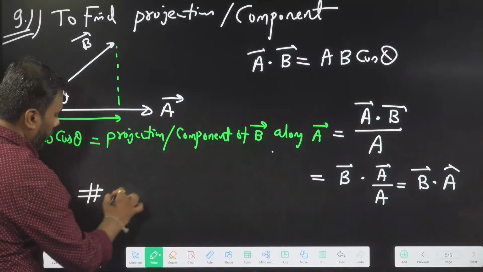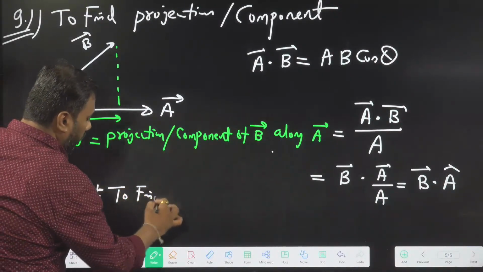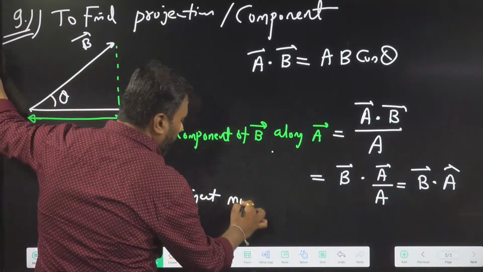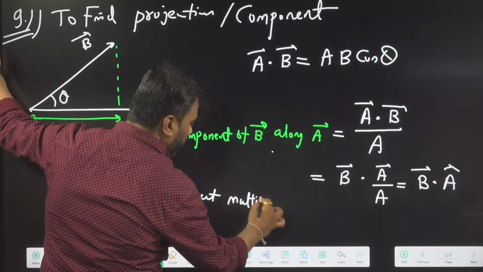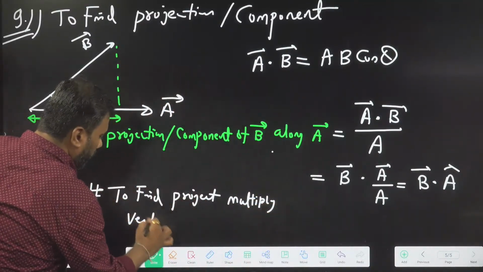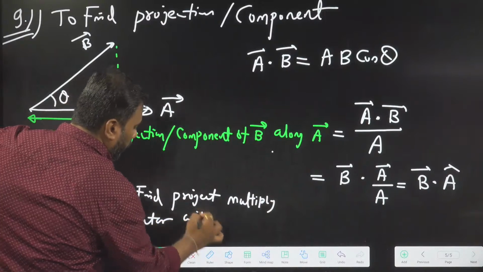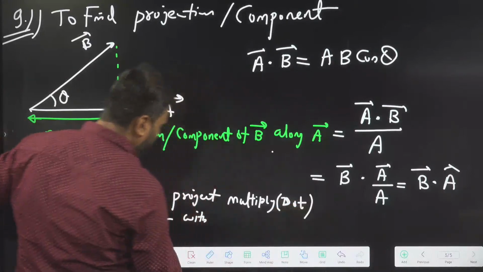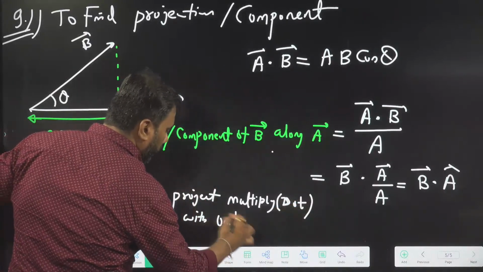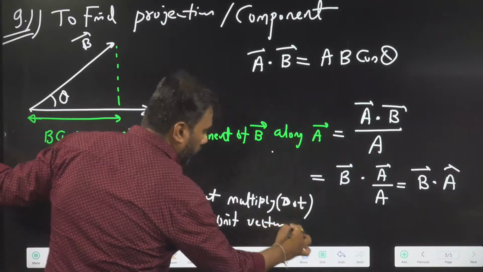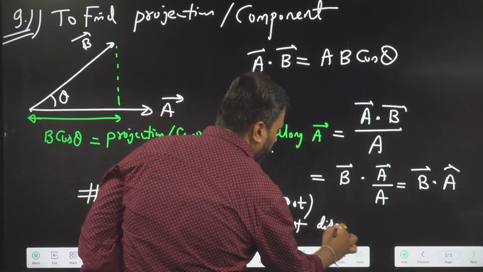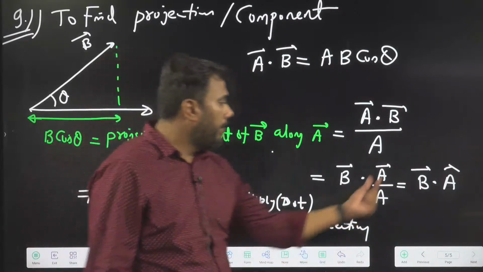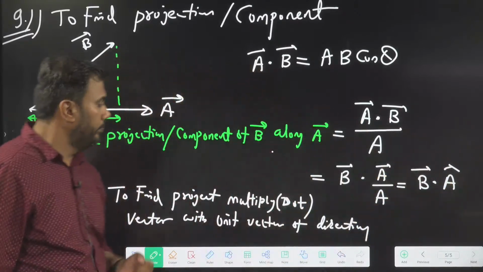To find projection, multiply, that is scalar multiply or dot product, the vector with the unit vector of the direction. If we want projection of B on A, I will multiply B with A cap. Simple thing.